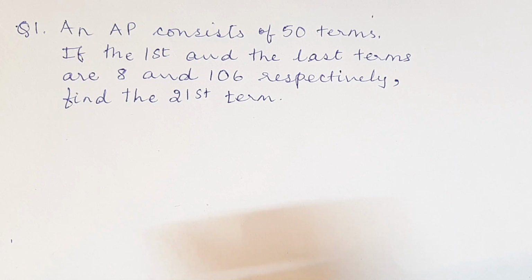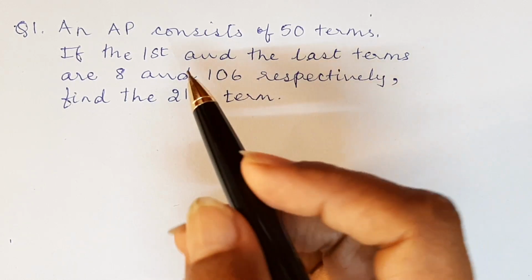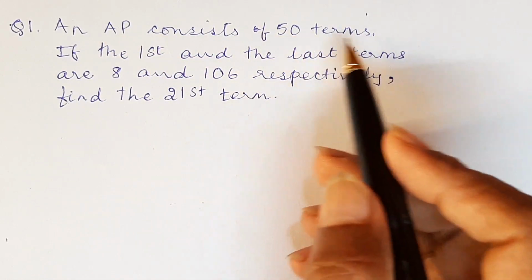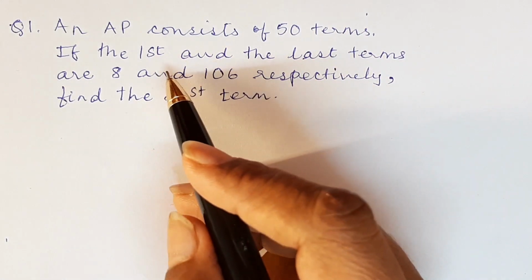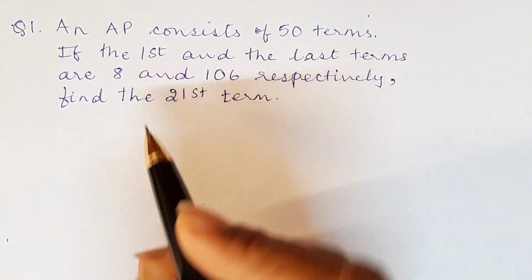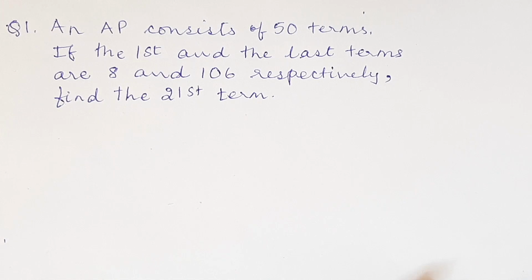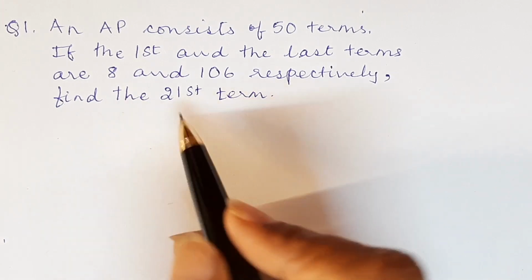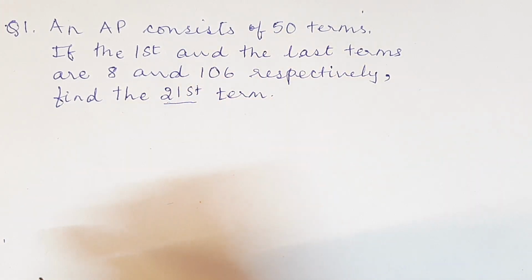Let us look at the first question. An AP consists of 50 terms. If the first and the last terms are 8 and 106 respectively, find the 21st term.